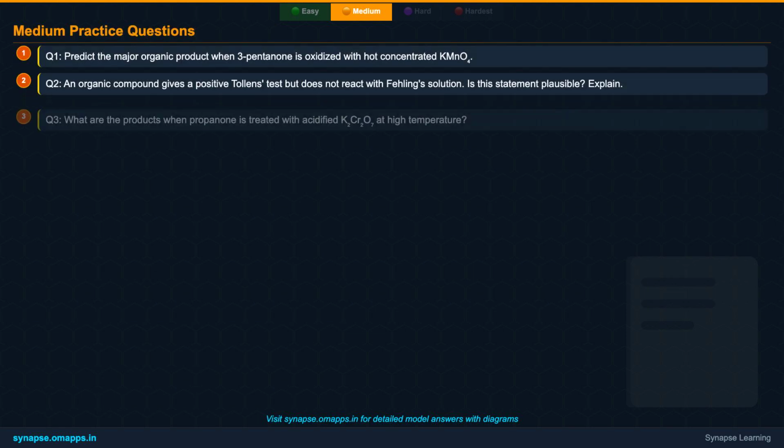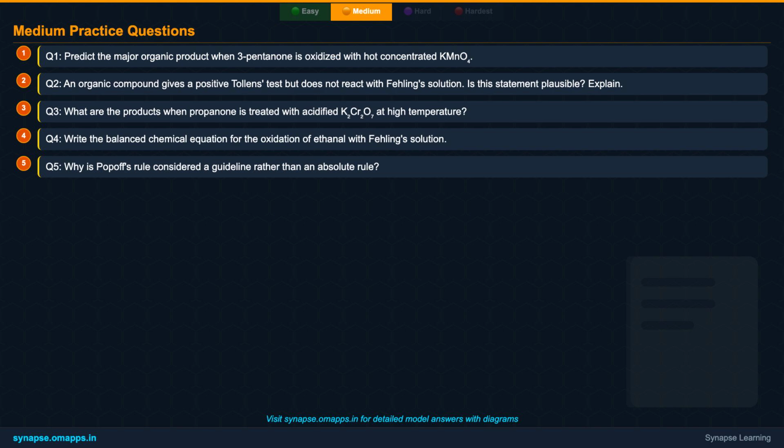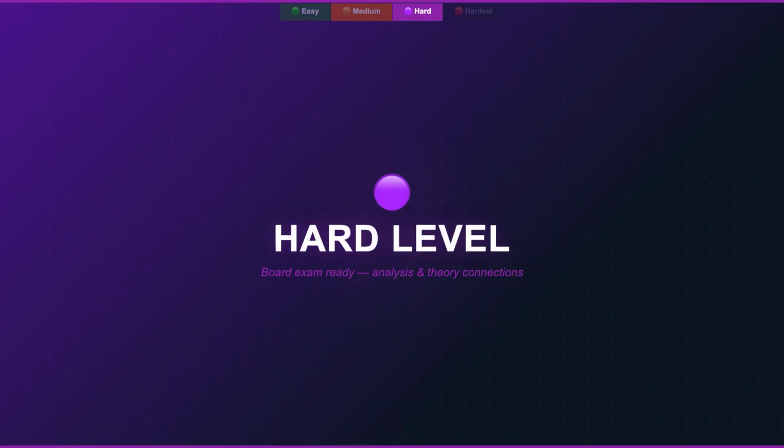You've absorbed some more complex ideas. Now, put your knowledge to the test with these 5 medium-level practice questions. These might require you to consider different types of oxidizing agents and predict products for both aldehydes and ketones under varying conditions.